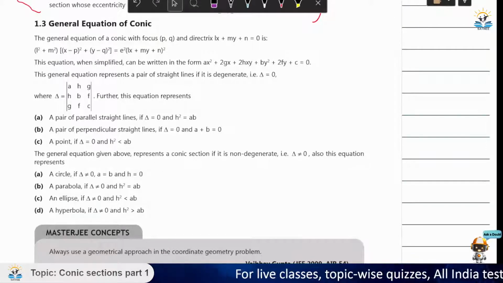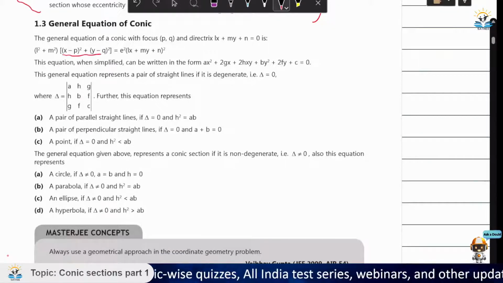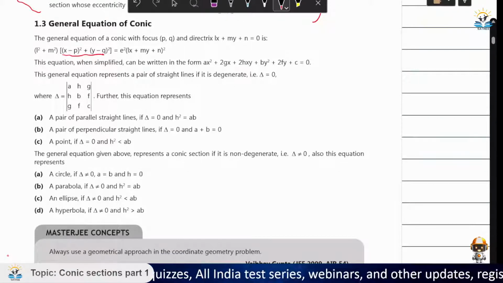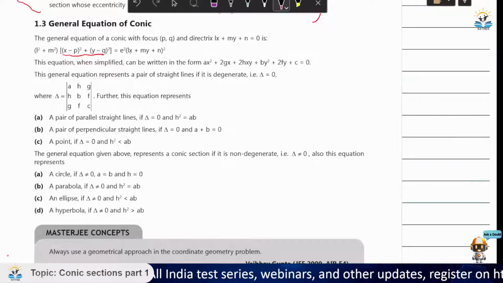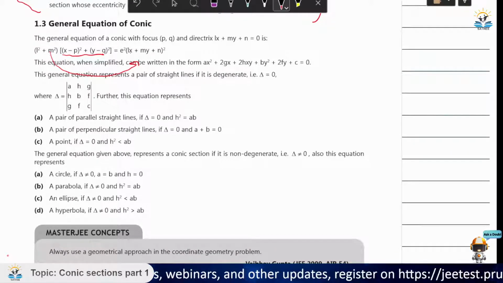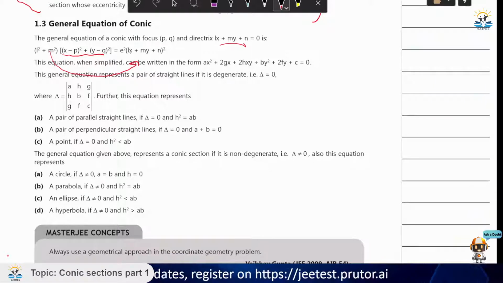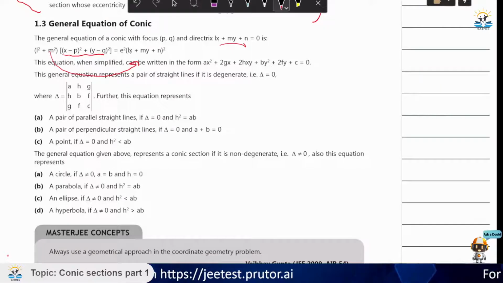If the general equation of the conic with the focus P, Q and the directrix, this is very easy. Can you tell me what we are doing here? We are basically taking out the distance of x and y from P and Q, the square of it. And this is the perpendicular. If we take this under the equation of the line, we get the perpendicular distance of x and y from this line. So it is basically the definition we started with, that the distance from the focus equals eccentricity times the perpendicular distance from the line.